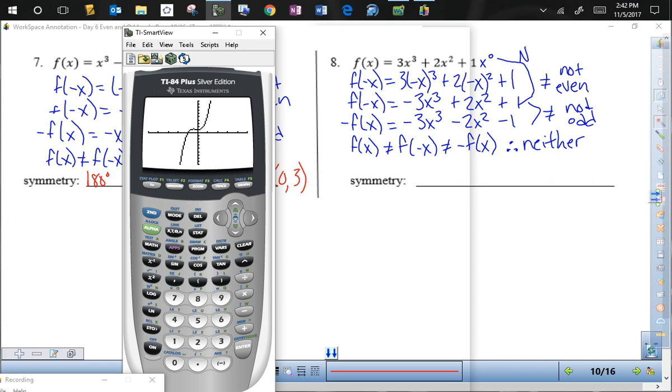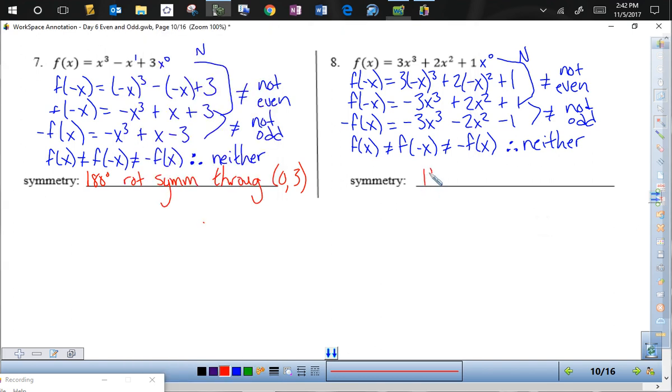Okay, we just have to say that there is still 180-degree rotational symmetry since this is a cubic function. We just don't know exactly where that point is. Okay, so 180-degree rotational symmetry. And we don't have to worry about what the point is through. It's not through the origin, and it's not a shift just up or down, so we don't know. Okay, just focus on what you do know for that one.